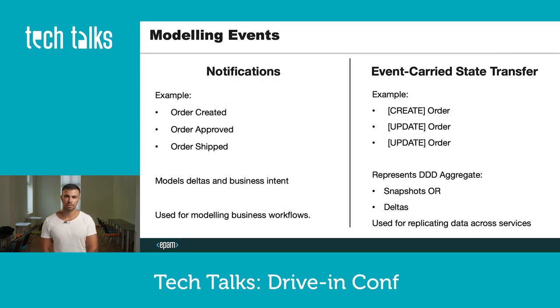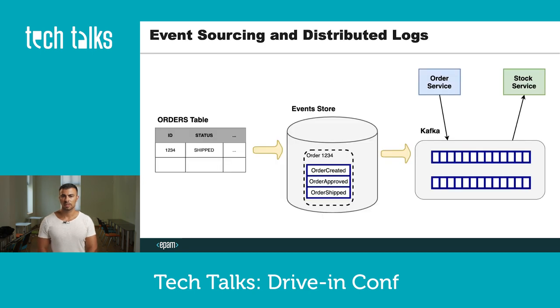And the way we model events is also important. Usually we have two types of event modeling techniques: either notification, which is more or less showing a business intent, or event-carried state transfer, which is more like an event describing what kind of updates have been made to our models. Then based on this, we can achieve a greater step in how we integrate microservices.